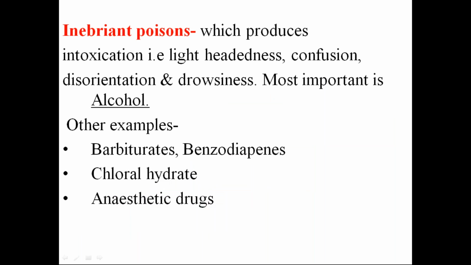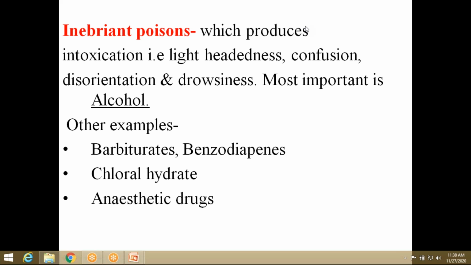So, what are inebriant poisons? Inebriant poisons are the poisons which produce intoxication, like lightheadedness, confusion, disorientation, and drowsiness. And the most important example of these inebriant poisons is alcohol. There are also other examples like barbiturates, benzodiazepines, chloral hydrate, anesthetic drugs. All these also will cause inebriation. So inebriant poisons are nothing but those which produce intoxication like lightheadedness, confusion, disorientation, and drowsiness. And the classical example is alcohol.